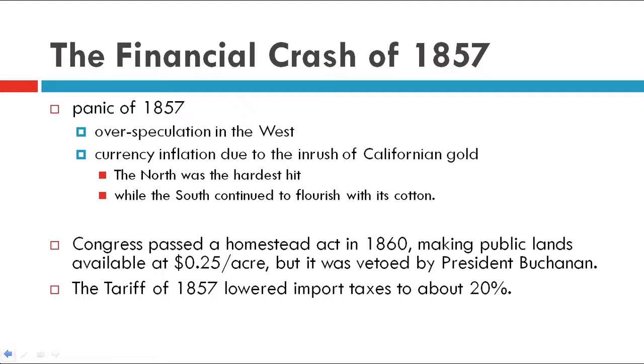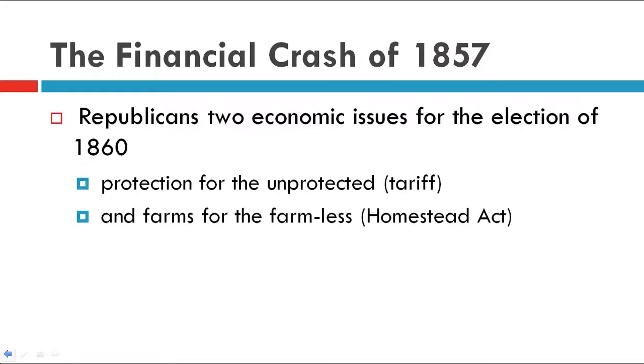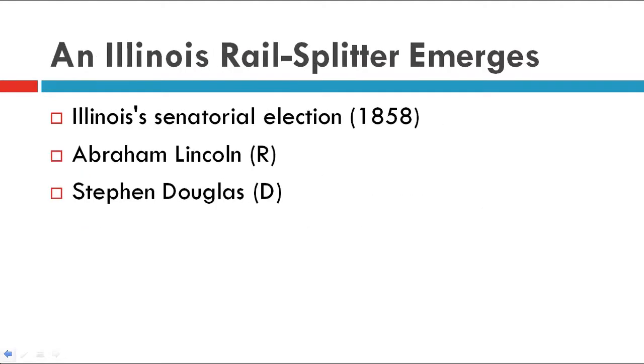In addition to that, there is a new tariff in 1857 which will lower import taxes to about 20%. Now in 1860, Republicans run on these two issues, protecting the unprotected through the tariff and providing land and farms to those who don't have that through the Homestead Act. And that will come back in 1862. Now, before Lincoln runs for president in 1860, he is involved in the senatorial race in 1858 against Stephen Douglas.